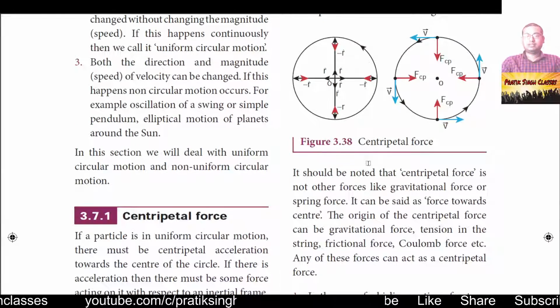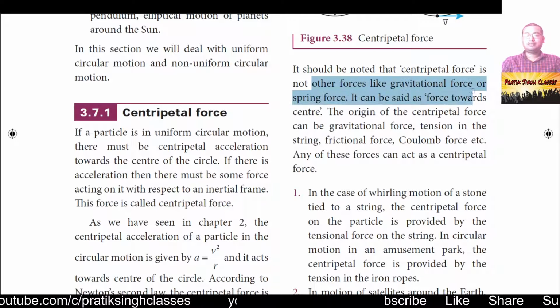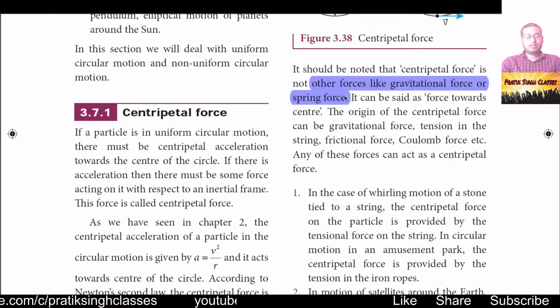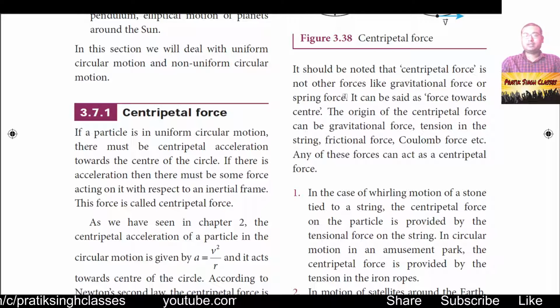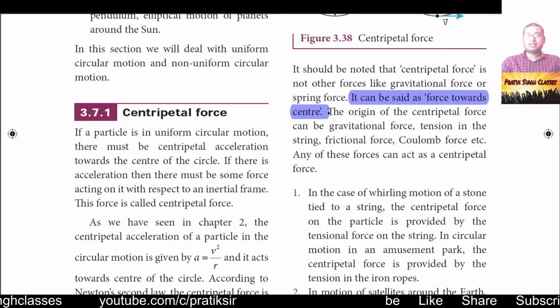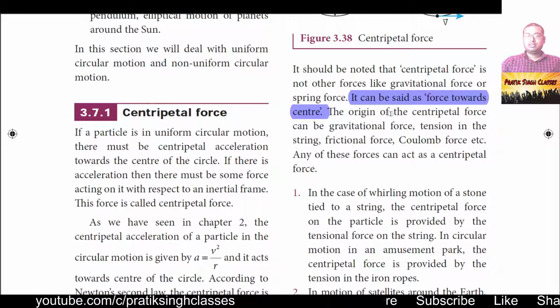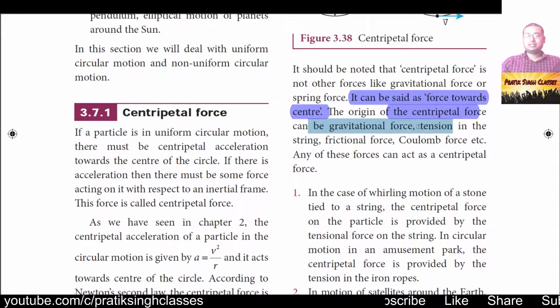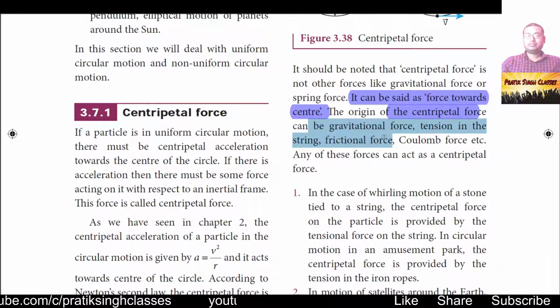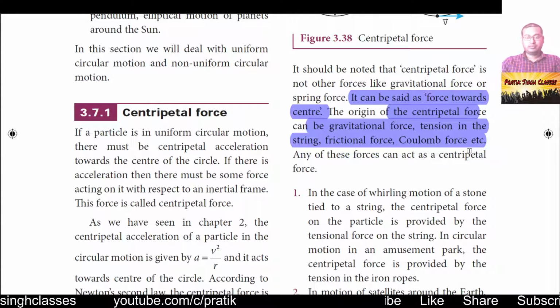in this figure 3.38. It should be noted that centripetal force is not another kind of force like gravitational force or spring force. Gravitational force and spring force are totally different. It can be said to be the force towards the center. The origin of centripetal force can be gravitational force, tension in a string, frictional force, Coulomb force, etc. Any of these forces can act as centripetal force. Always remember that.